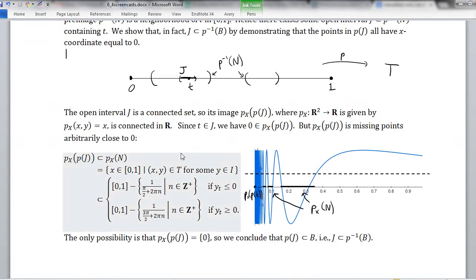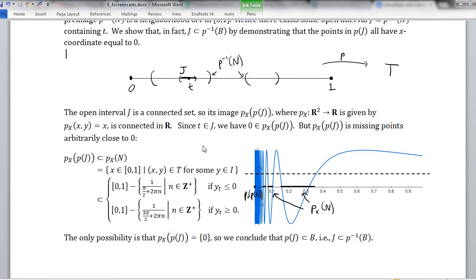So why do the points in p(J) all have x-coordinate equal to 0? Well, like I said, this open interval J is connected, and so its image under this continuous function p, and also under the projection p_x onto the first coordinate, is going to be connected, since the image of a connected set under a continuous function is connected. Now, what does the composition of these two functions do? Well, p just maps this interval onto the path in T, and then p_x projects that down to the x-axis.